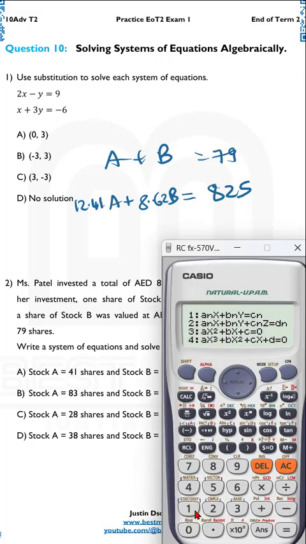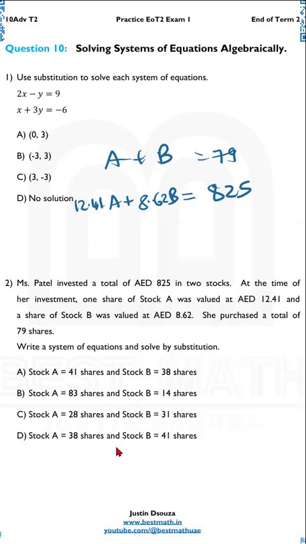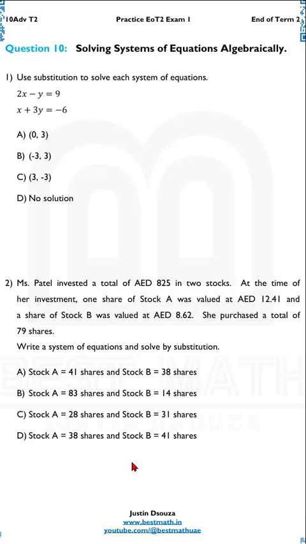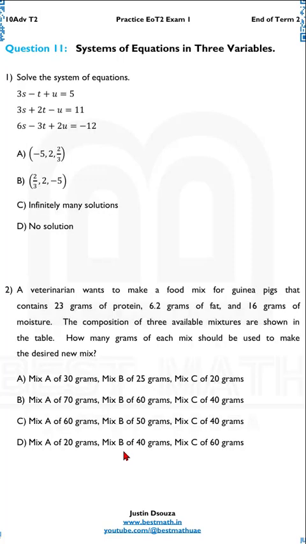It's Mode Pi 1 and the coefficient of A is 1, again 1 and 79. Below we have 12.41, that's the stock A, and 8.62, that's the stock B, and lastly we have 825. So the answer is 38 and 41. Now the first one is stock A, 38 shares of stock A, and stock B is 41 shares. That's option D. These are the systems of equations, and here we go. Option D is the correct answer.